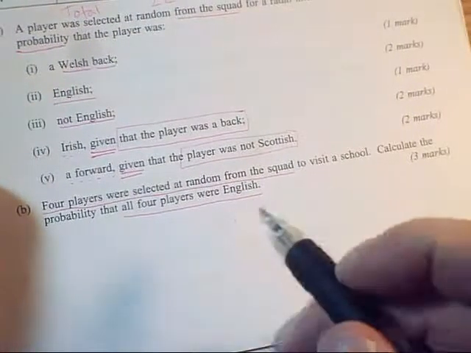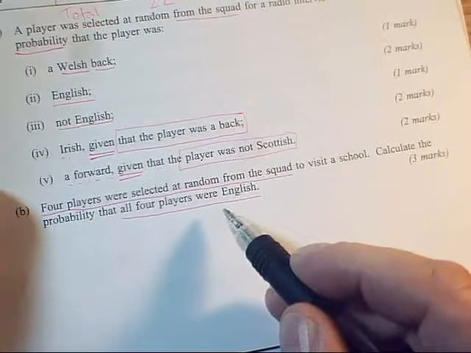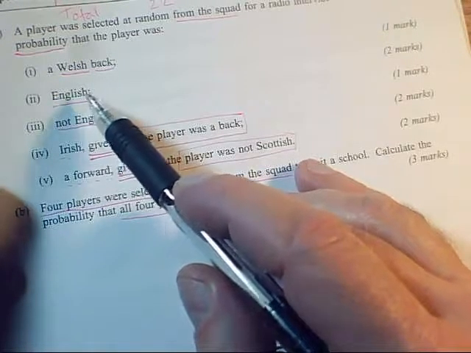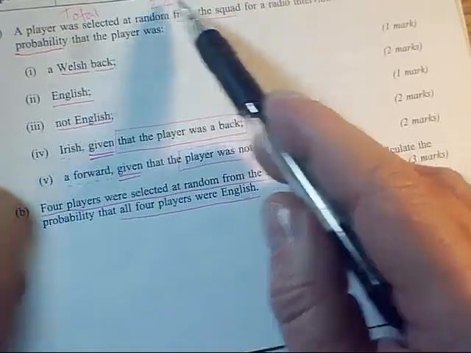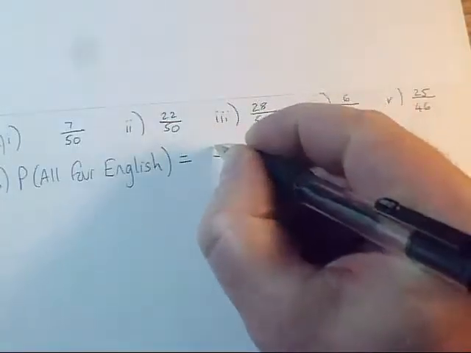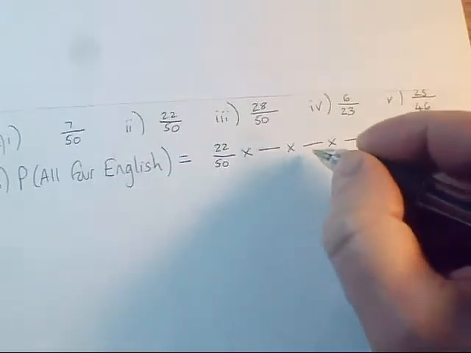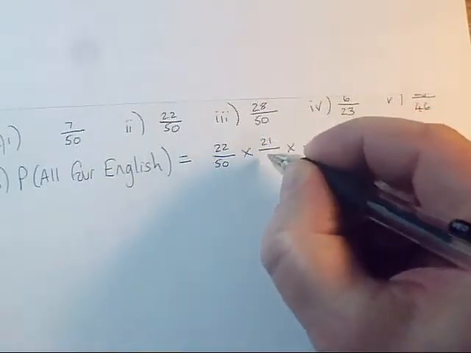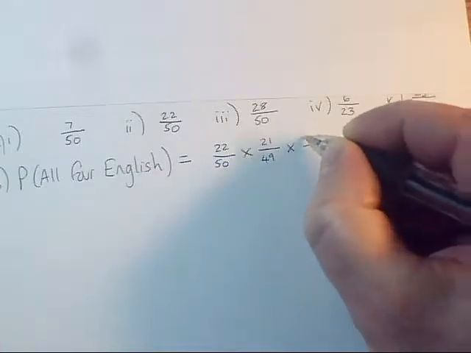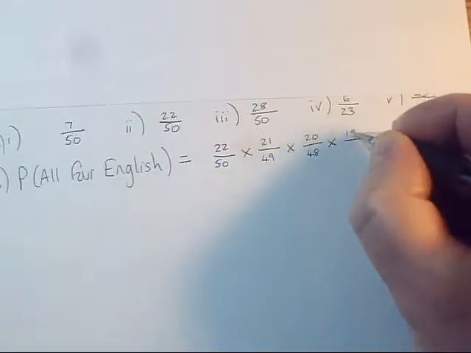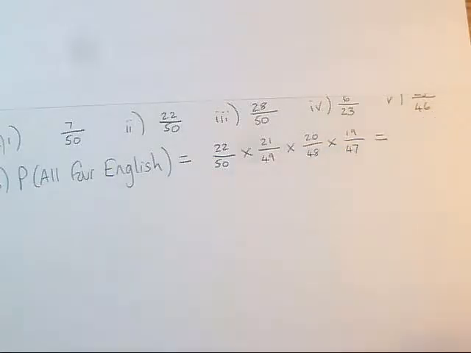And then part B, we're choosing 4 players and we want them all to be English. So the probability the first one was English is the same as this. It was 22 over 50. So there were 22 players out of 50 to choose for the first player, but after that there are now only 21 players out of the remaining 49, and then only 20 players out of the remaining 48, and then only 19 players out of the remaining 47. So I need to multiply those probabilities together.